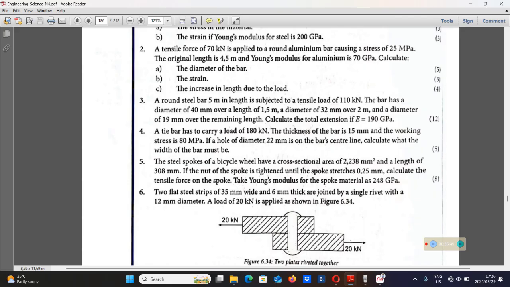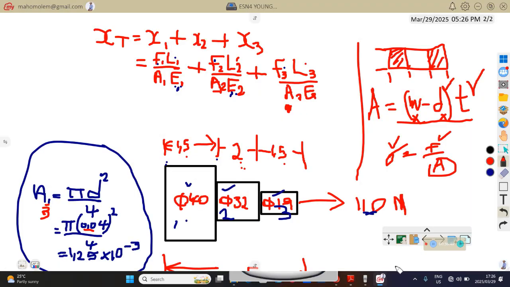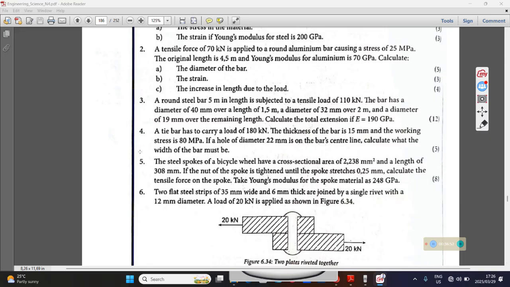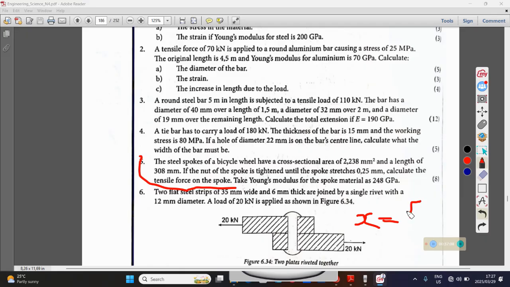With this one in number 5, you are going to use this formula: X equals F L over A E. You see they give us this value here, which is the value for X. They can call X the stretch, or the change in length, or the elongation.